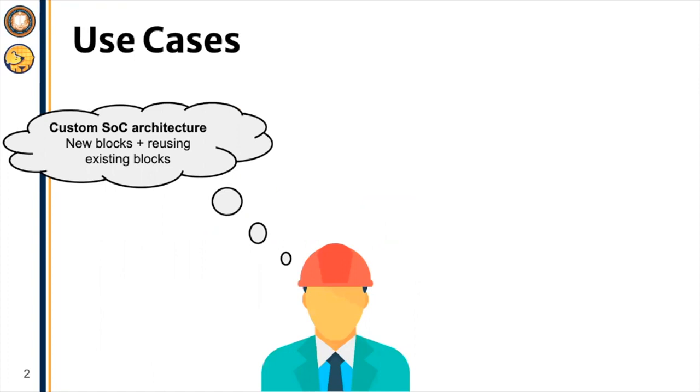Generally, we come up with some custom SoC architecture with some new blocks, some new accelerators, new devices, maybe new CPUs. But you aren't reinventing the whole system every time, so you want to reuse as many existing blocks as possible to evaluate your novel idea. And depending on the level of evaluation you want to do, there's a number of different flows you might go down.